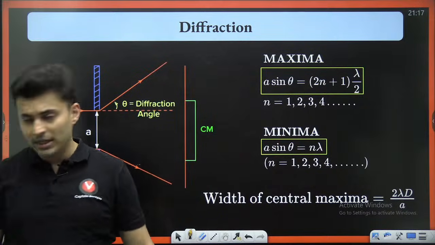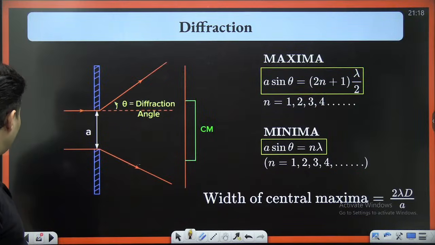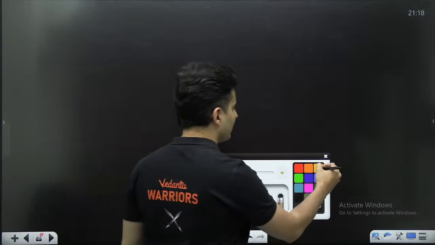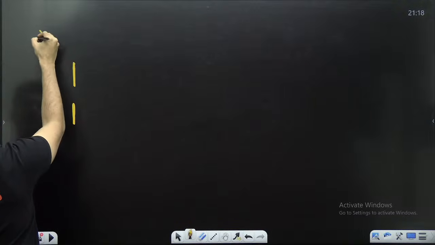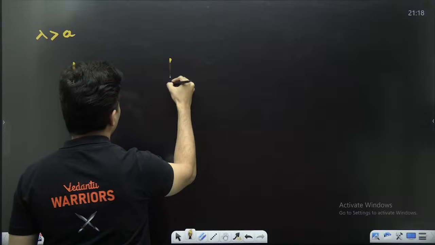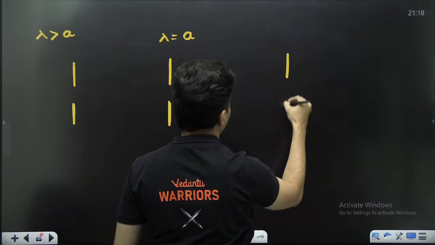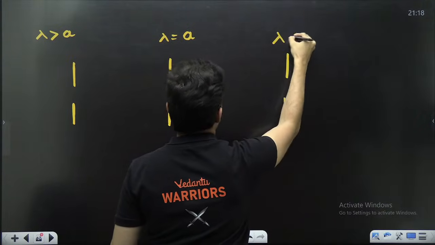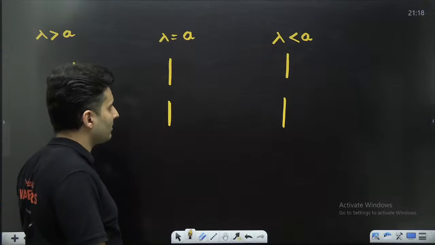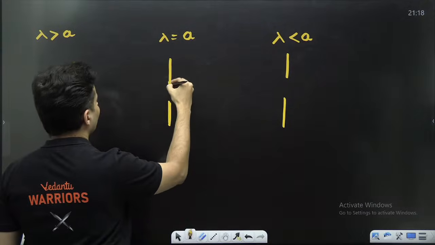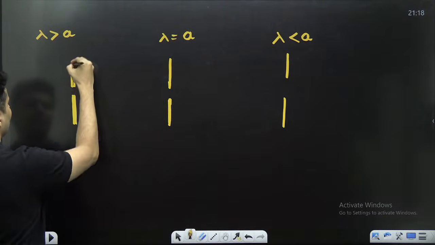Now, what is very important is many students do not understand this equation, and when diffraction occurs and when diffraction doesn't occur. So observe these three cases. First case, lambda is more than A. Second case, lambda is equal to A. And the third case, lambda is less than A. All the three cases. So here A is more, here width is slightly less, and here it is the least. A is the width of the slit.